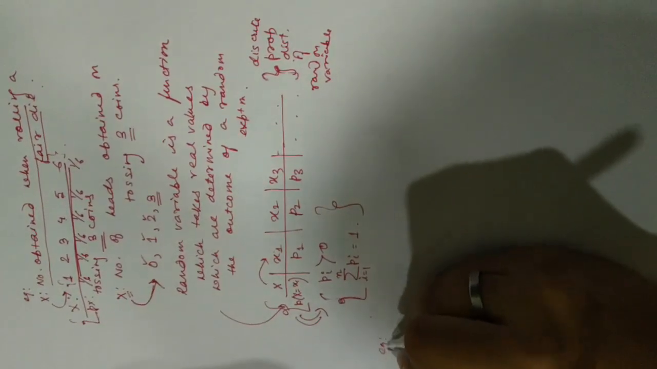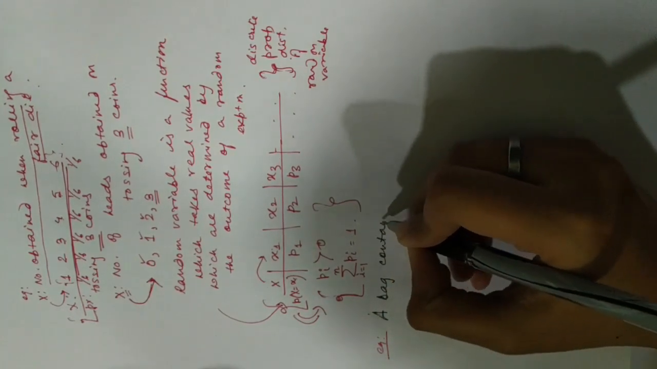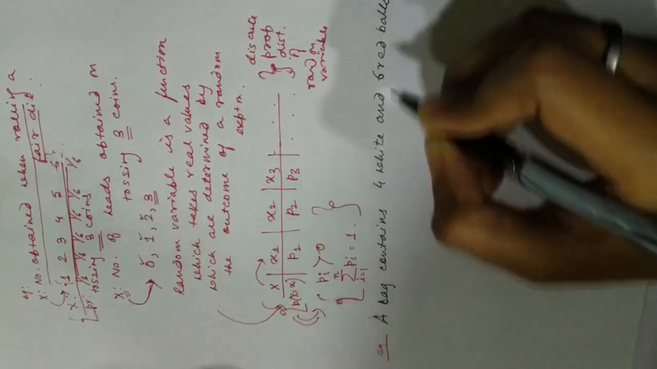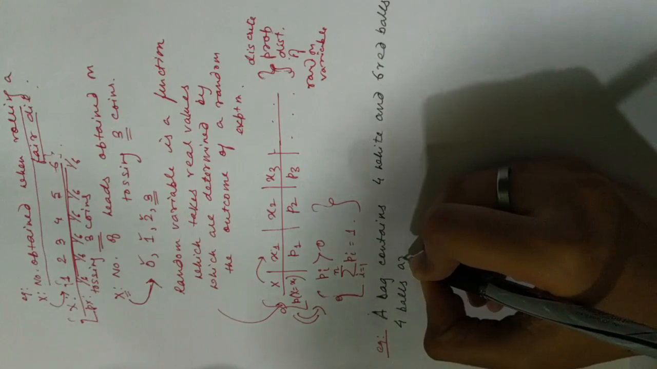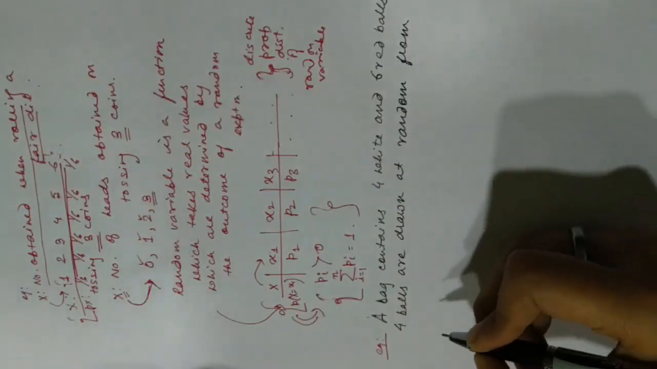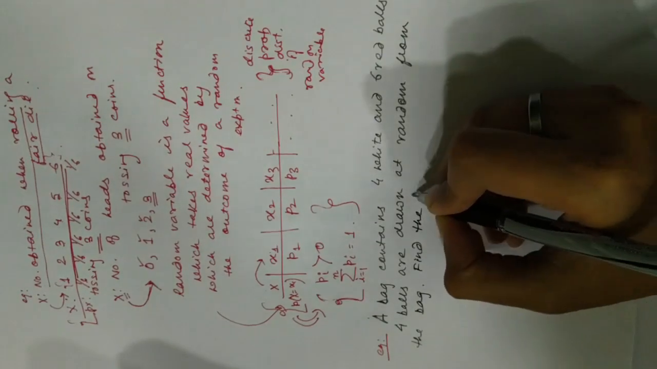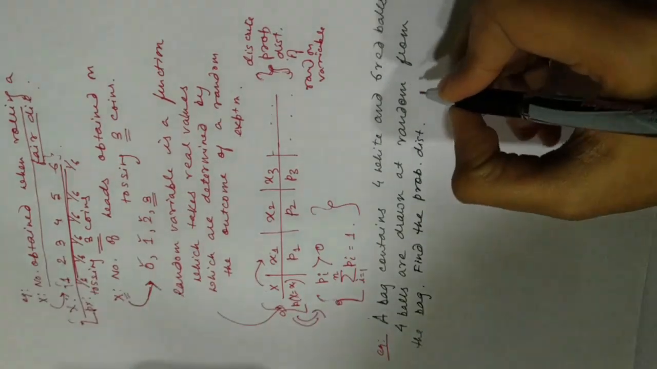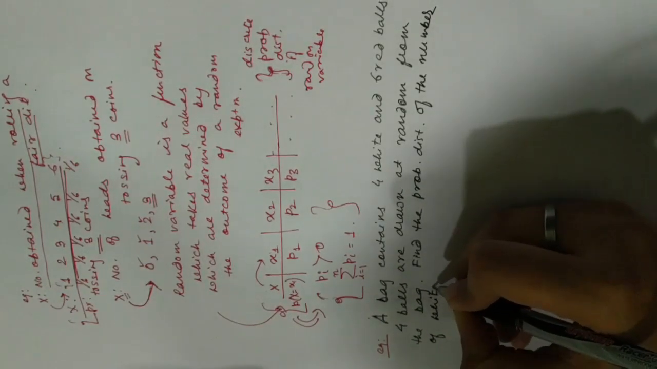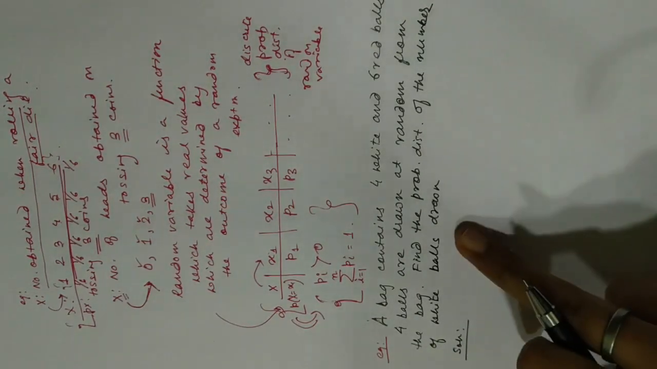Say, for example, a bag contains 4 white and 6 red balls. 4 balls are drawn at random from the bag. Find the probability distribution of the number of white balls drawn. So we would like to find the probability distribution of the number of white balls drawn.